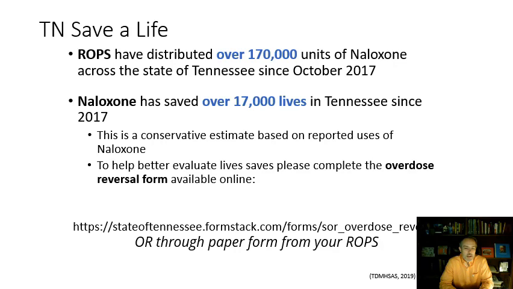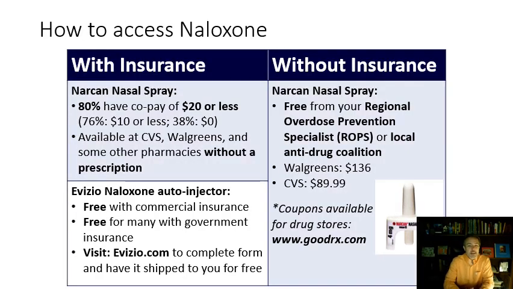How to access naloxone? Remember, most pharmacies have engaged in a collaborative pharmacy practice agreement where they can dispense naloxone or Narcan without a prescription. The Narcan nasal spray specifically, 80% of commercial plans have a copay of $20 or less. It's available at CVS, Walgreens, and some other pharmacies without a prescription. Most pharmacies will dispense it without a prescription, and most independent pharmacies are more likely to than some of the larger chains in some instances.